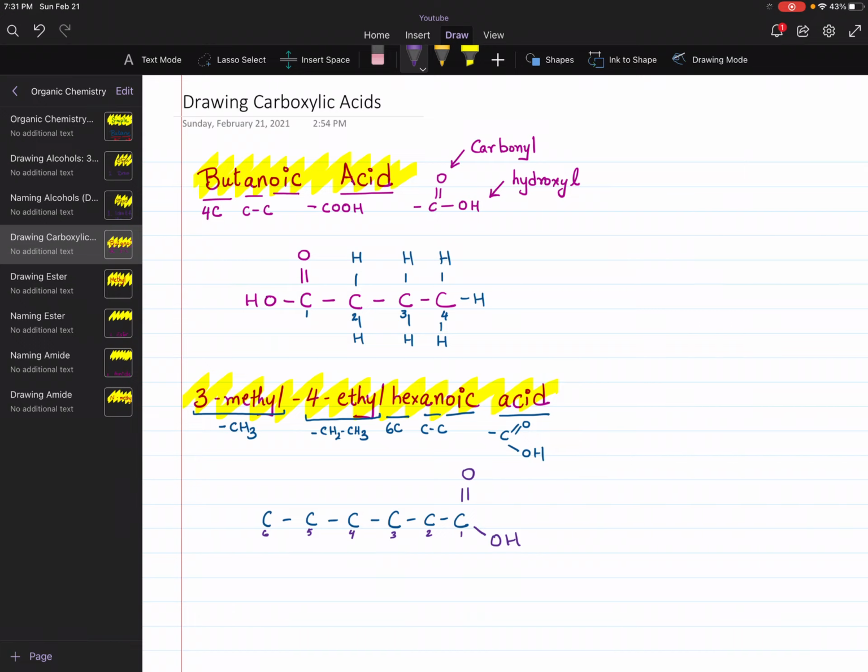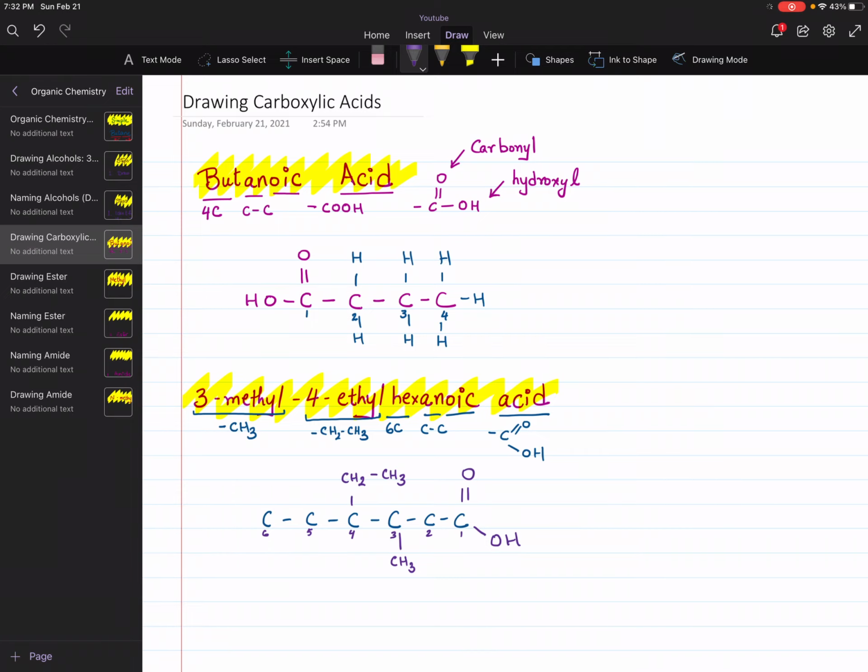On the fourth carbon, we have an ethyl group. So on the fourth, we will put an ethyl group, CH2, CH3. And on the third carbon, we have a methyl group. Third carbon, CH3. Right, no other branches on the molecule. I will fill the molecule with hydrogens.